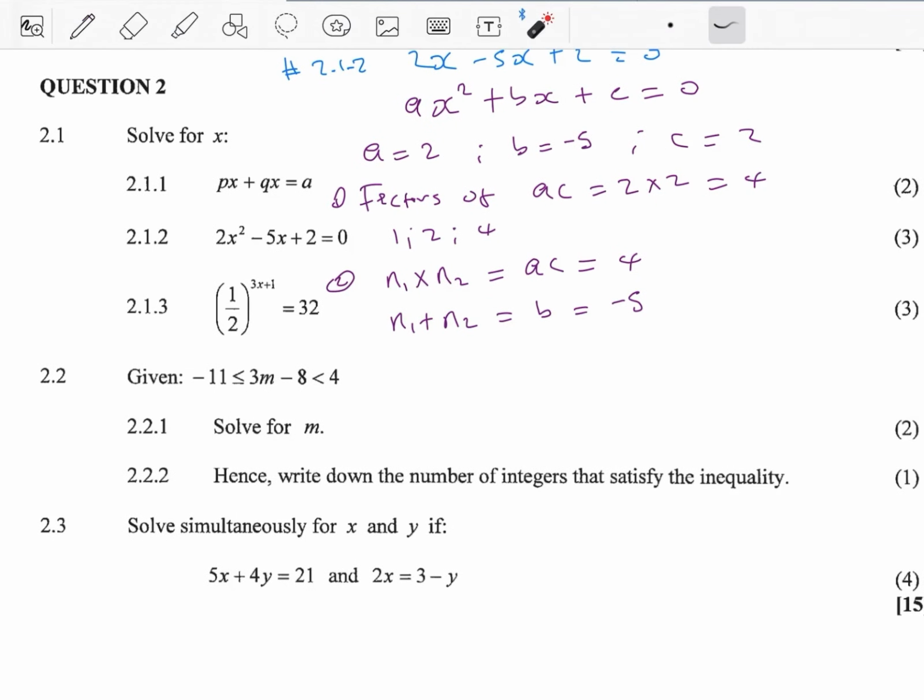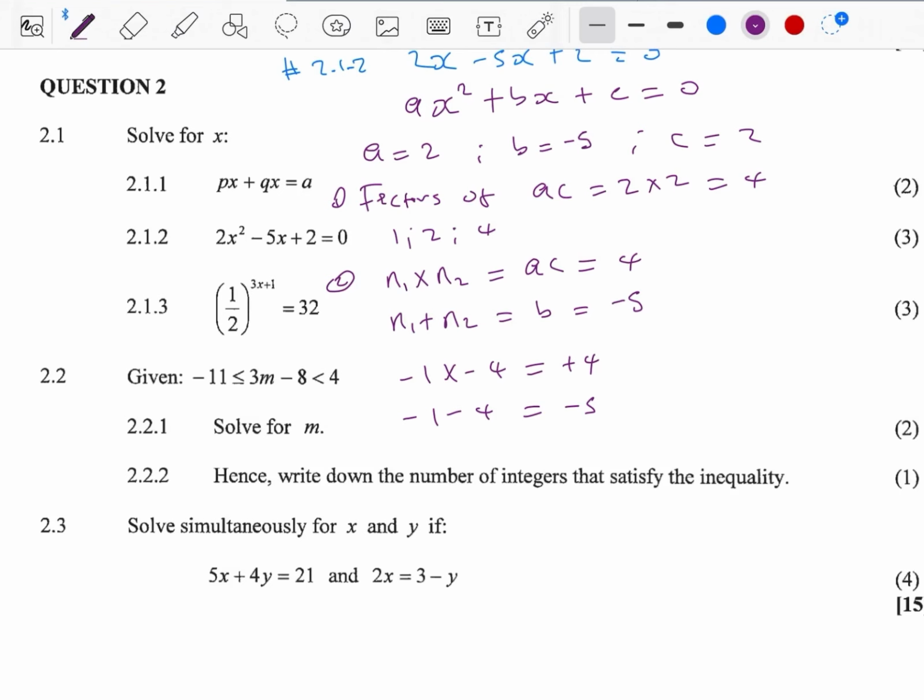If you see 1 and 4, 1 times 4 is 4. And 1 plus 4 is 5, but it should be -5. So if you take -1 and -4, that will work. -1 times -4 gives you positive 4. And if you add -1 and -4, you're going to get -5.